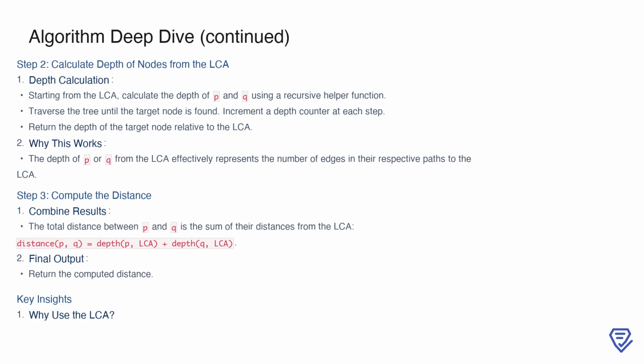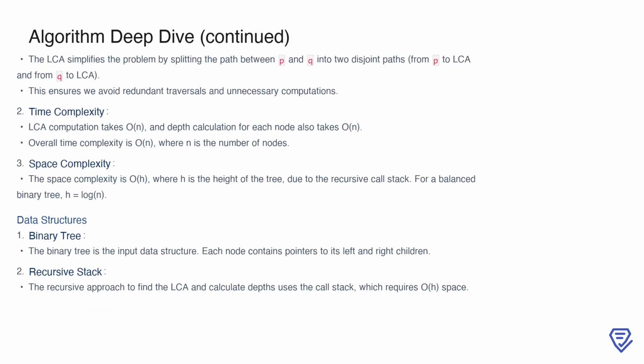Finally, we compute the total distance between P and Q by summing their depths from the LCA using the formula: distance(P, Q) = depth(P, LCA) + depth(Q, LCA). This gives us the total number of edges between the two nodes. The algorithm then returns this computed distance as the result. Using the LCA is crucial because it simplifies the problem by dividing the path between P and Q into two separate paths. This eliminates redundant traversals and avoids unnecessary computations, making the algorithm efficient.